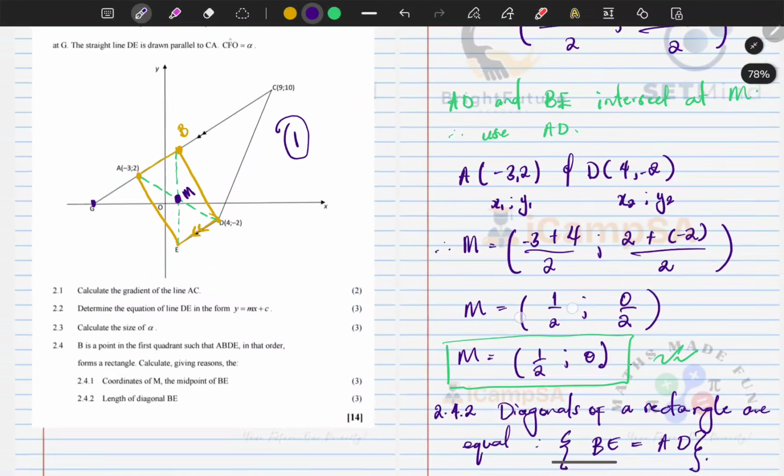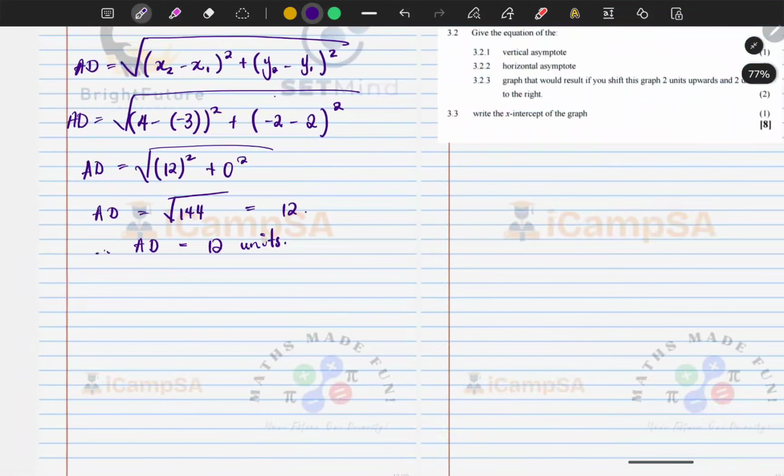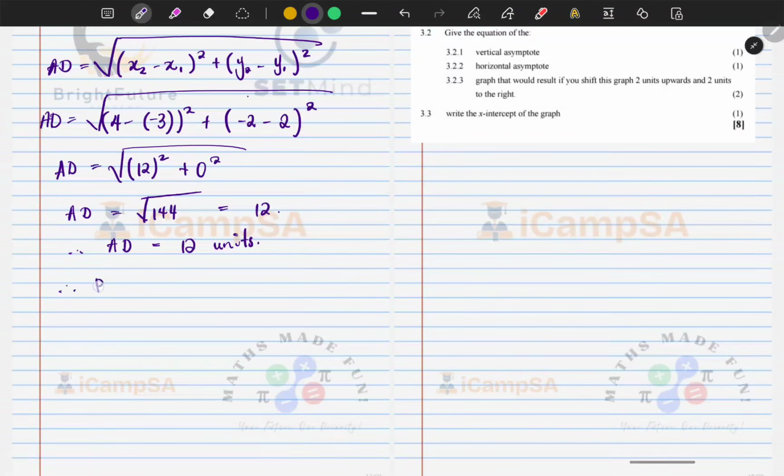But remember, what do we want? We want the length of diagonal BE, right? So therefore your BE is going to be 12 units as well. Why? Because as we already said, the diagonals of a rectangle are equal. Great. So now let's look at question 3.